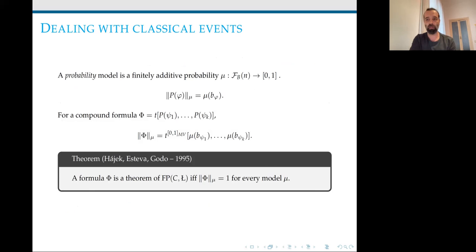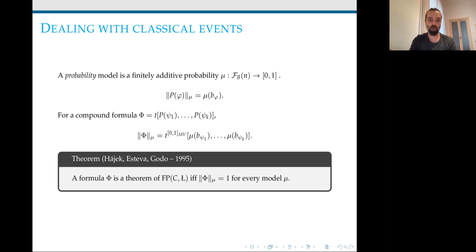Luis presented models in a quite different way, but the key point in every model is that you have a finitely additive probability measure that allows us to evaluate basic modal formulas. So the formula P phi in a model mu is evaluated in terms of the probability of the set of models of your classical formula phi. This is the very basic idea.